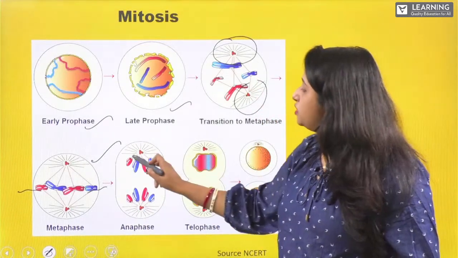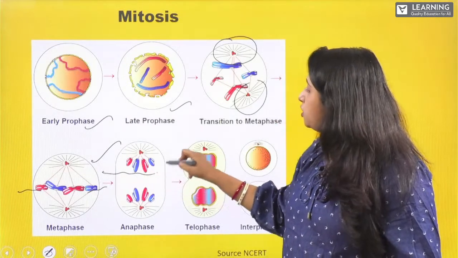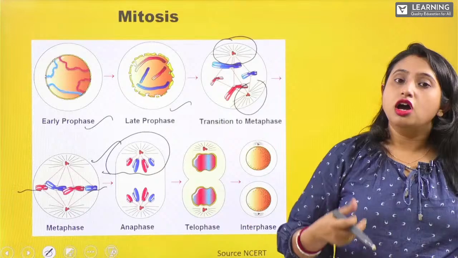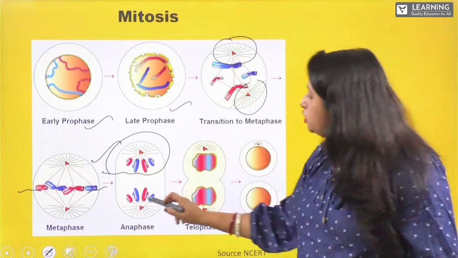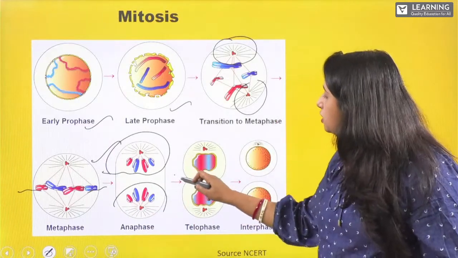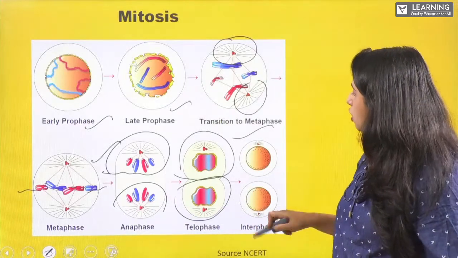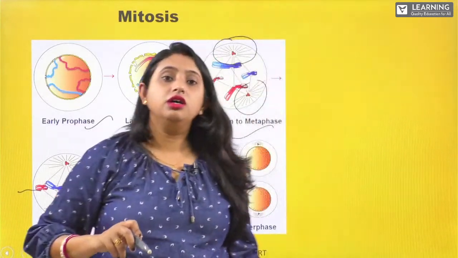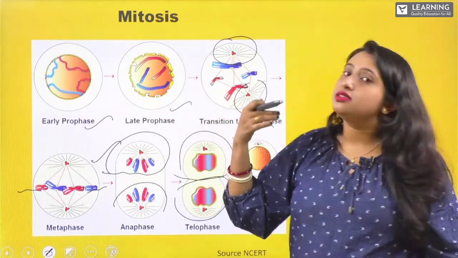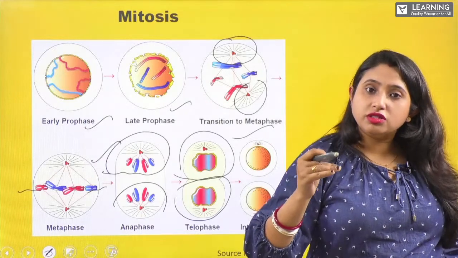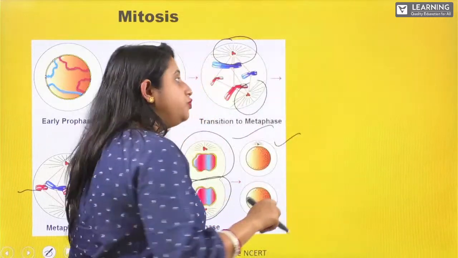So further what happens, the spindle fibers pull the chromosomes towards the opposite pole. As you can see, towards the opposite pole, the chromosomes have been pulled by the spindle fibers and the kinetochore fibers. So they move towards the opposite pole, and further the two cells are formed by the process of cytokinesis, that is after the telophase stage. So this is how the cell cycle takes place. And again, after the mitosis stage, what happens? The interphase begins.